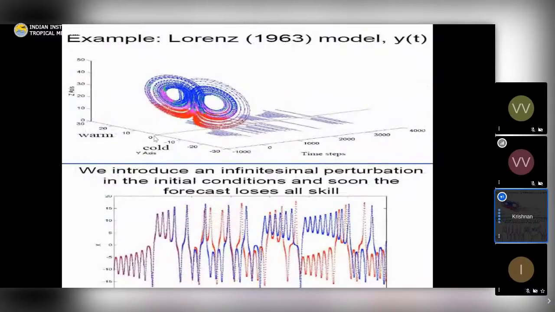And he called this the butterfly effect. In fact, when you start looking at this transition from one attractor to another attractor, it looks like the wings of a butterfly. But what he noted, an important contribution, was that when you introduce a small infinitesimal perturbation in the initial conditions, soon the forecast skill is gone. So the transitions can be very, very chaotic.